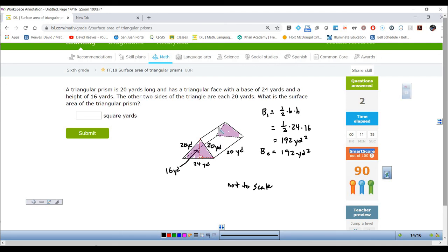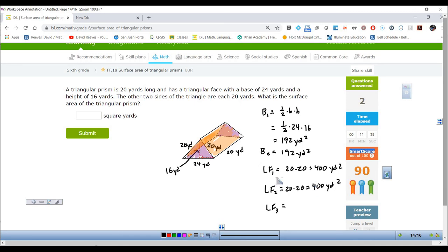And then we have lateral face 1, lateral face 2, and lateral face 3. I'm going to erase my not to scale here. Lateral face 1, and I think I've been doing them orange, is a rectangle, 20 by 20. Again, not to scale. If those were the same, this should look like a square. So 20 times 20 is 400 square yards. And as has been happening in every one of these IXL problems, these two orange faces are congruent because that is also 20 by 20. 20 by 20 is 400.